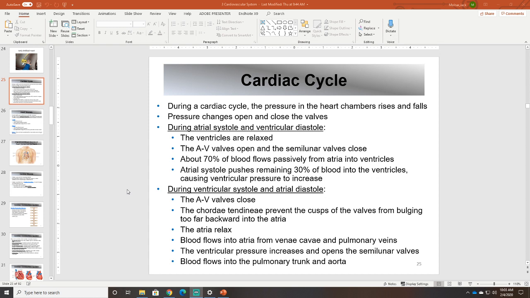All right, so about 70% of the blood flows passively from the atria to the ventricles, as we said before. Basically, the ventricles relax, and about 70% of the blood that's in the atria is just going to fall into the heart. Again, the AV valves are open, those are the tricuspid and the bicuspid. Now we are going to contract the atria, which pushes the remaining 30% of blood in the atria into the ventricles, and that's called the atrial kick. We basically kick out the remaining 30%.